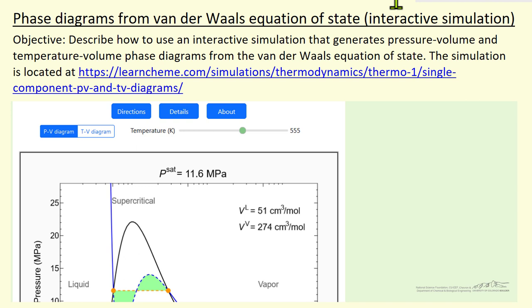I'm going to briefly explain how to use an interactive simulation that uses the van der Waals equation of state to generate phase diagrams. The idea is that we're going to look at pressure-volume diagrams and temperature-volume diagrams. The simulation is located at this link.